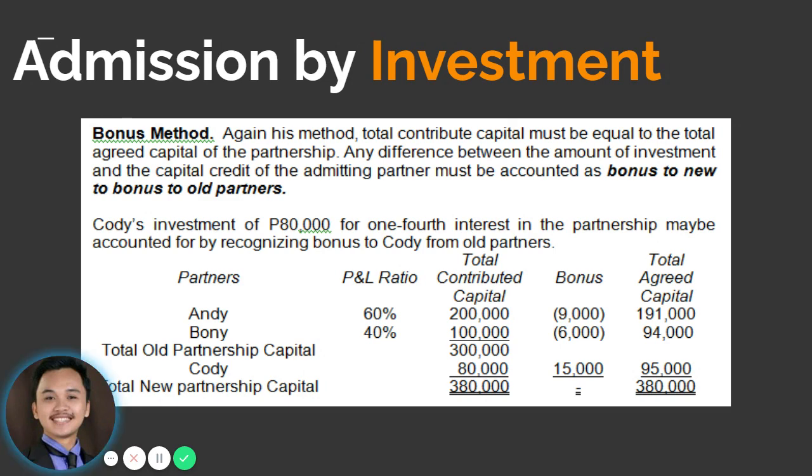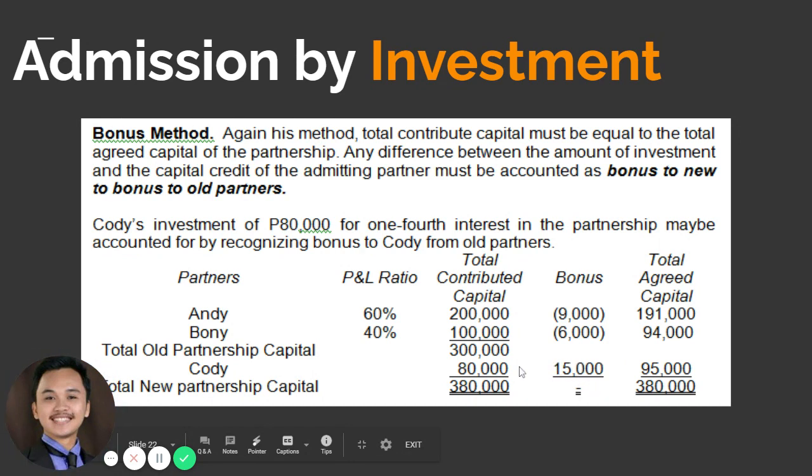For example, Cody's investment of 80,000 for a 1/4 interest in the partnership may be accounted for by recognizing a bonus to Cody from the old partners. So we have here the total contributed capital of 300 before the admission of the new partner plus the investment of Cody of 80. So the total new partnership capital is 380,000. Take note that Cody will be receiving 25% of the total contributed capital. So 380 times 25% is 95,000. So if you observe, what he paid is only 80 but the capital he received is 95. So that means he receives a bonus.